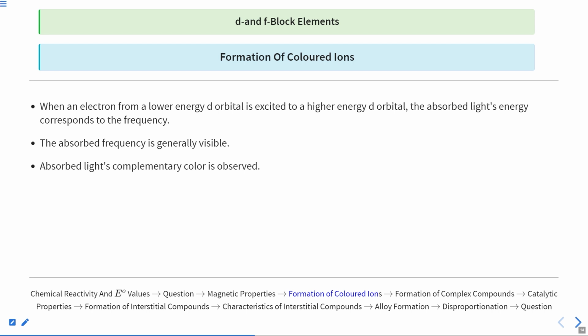Now, what happens here is that whenever it absorbs energy, it goes to a higher energy state, and then it comes back and releases some energy in the form of electromagnetic radiation, which falls under the visible region. Clear? One very important thing is that the absorbed and the emitted colors are complementary to each other. We'll talk about this complementary color in the coordination compounds chapter, that is, what is the complementary color of different colors in the visible region. So this is about the color.